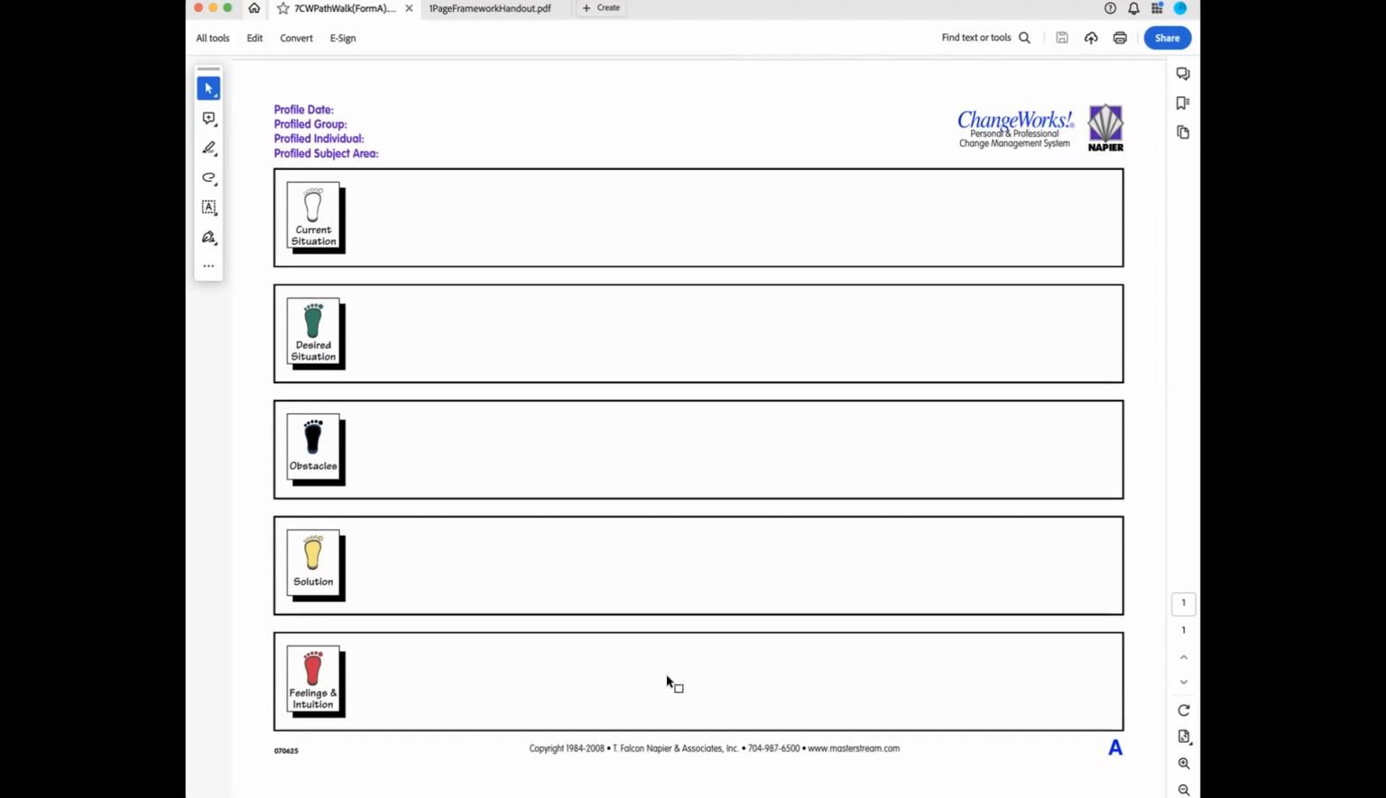Now, Edie, what I've just done there is I've shown you how, as an individual or as someone working with someone, we would just walk this path of self-discovery as I did. So what is the current situation? What's the desired situation, obstacle, solution, feeling? Now the question becomes, how does this fit into the change grid itself? Or rather, into MasterStream when we're selling.